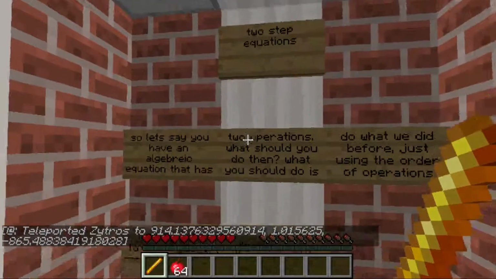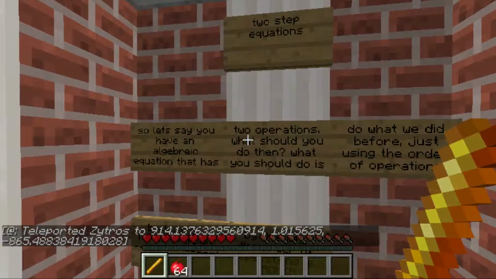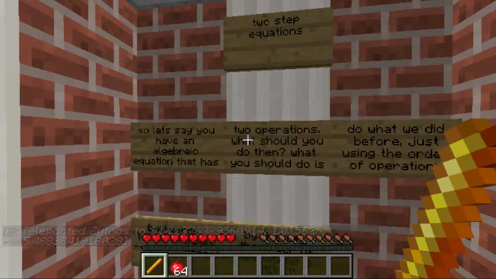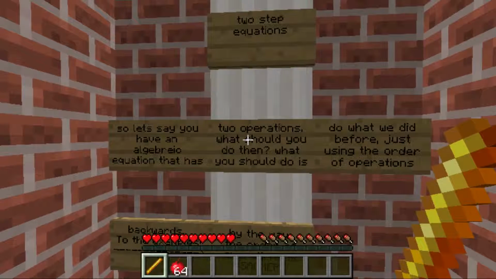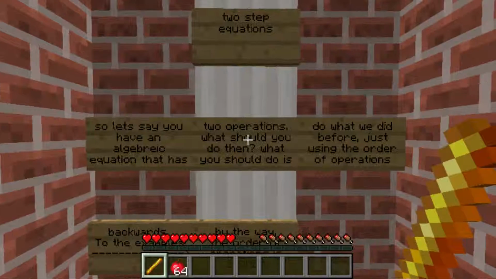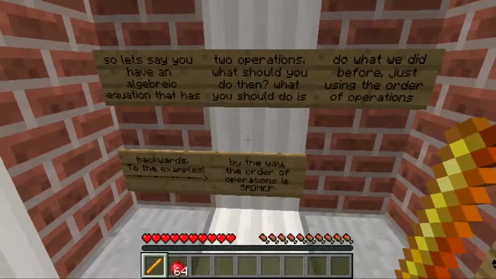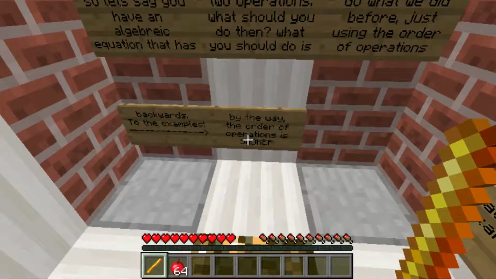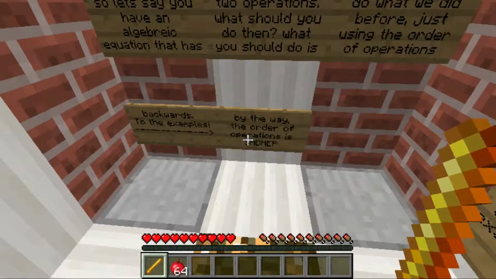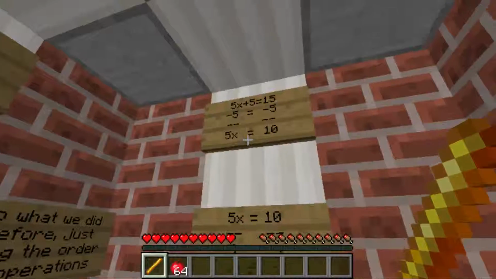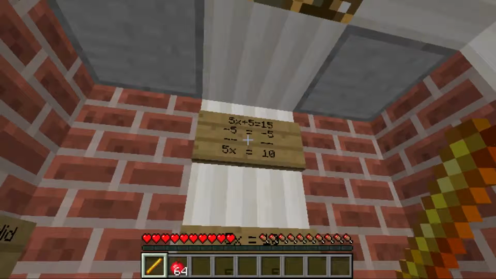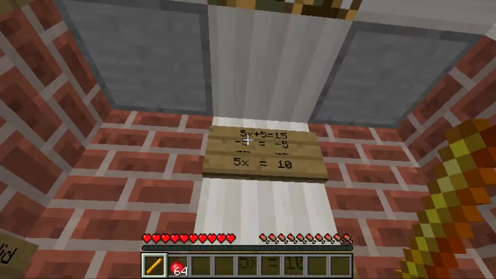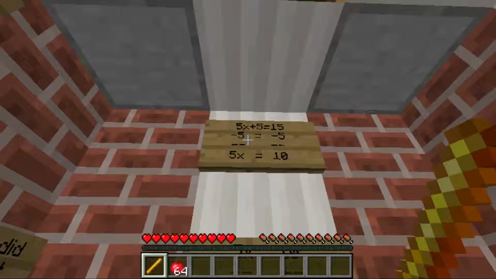Two-step equations. So let's say you have an algebraic equation that has two operations, an algebraic problem. What should you do then? What you should do is what we just did before, just using the order of operations backwards. By the way, the order of operations is SADMAP. I know, kind of sounds funny. That's a good way to remember it. Anyway, so basically it has two operations.